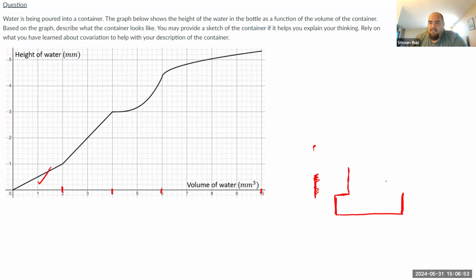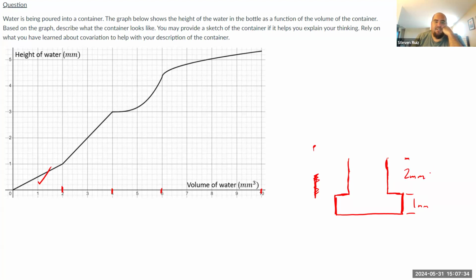The interior walls are going to get closer together because now, as I add, I'm still adding 2 more cubic millimeters of volume, but I'm getting a more drastic increase in height. So from here to here, I believe that's 1 millimeter because it's the height. And then from here to here, I believe that's 2 millimeters. Okay, I believe I've handled the first two sections.